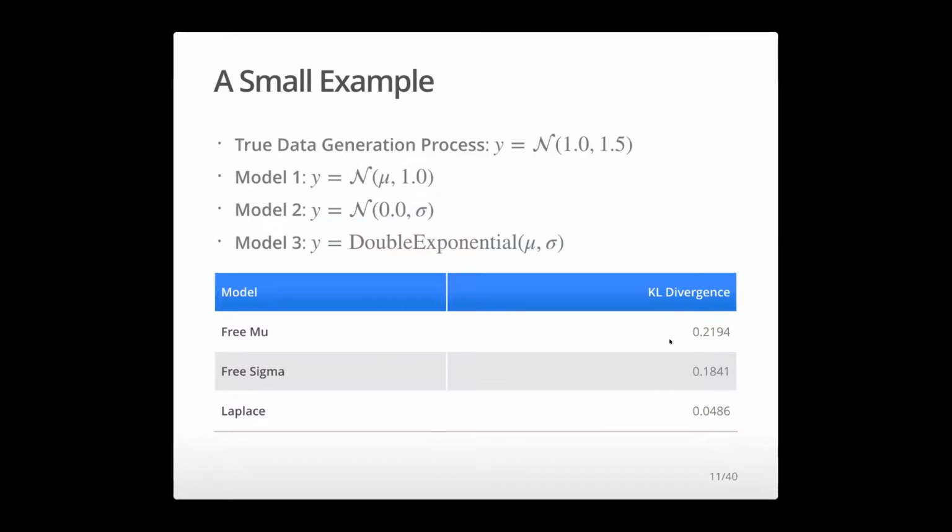So if we compute the KL divergence for each of these models, how good are each of these 3 models after being trained on 10,000 training examples? How good does it get at replicating the true data process? We see that the model where the mean parameter is free is actually the worst, followed by the one with the free sigma parameter, and then the Laplace distribution actually does the best because you've got location and scale that you can control, and it's only the shape of the distribution that's getting kind of messed up.